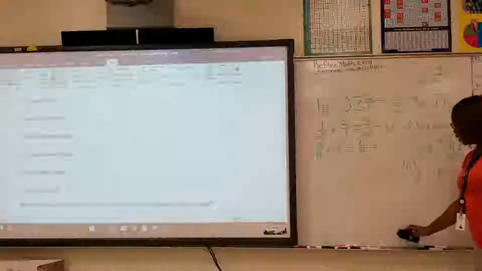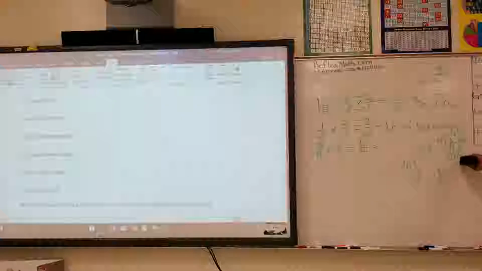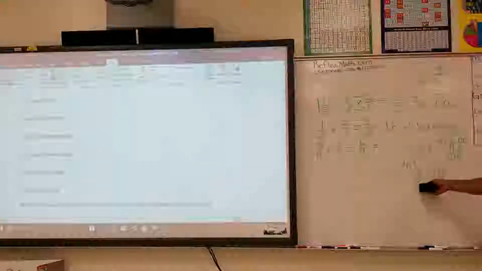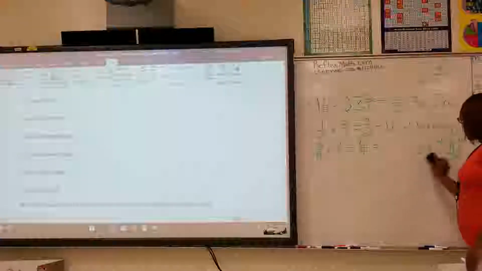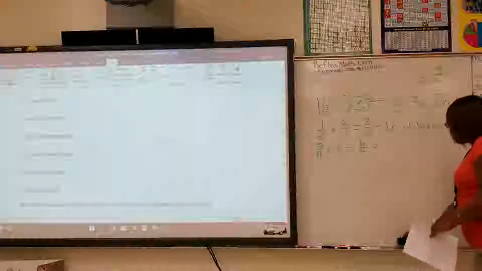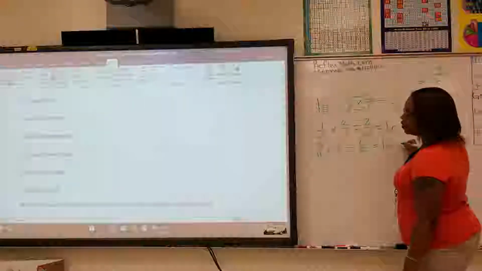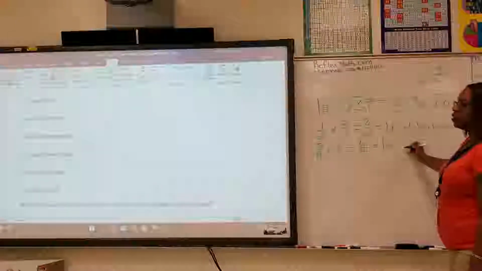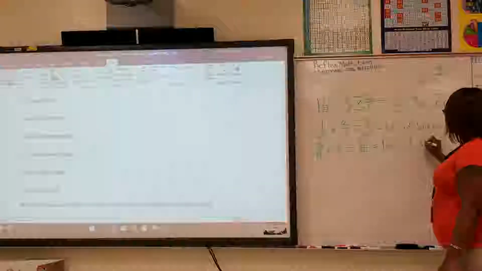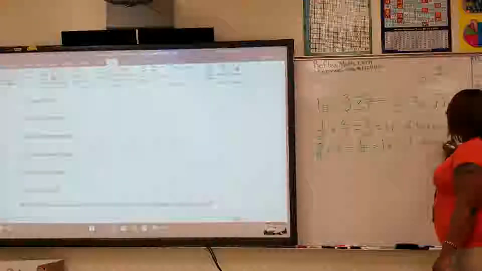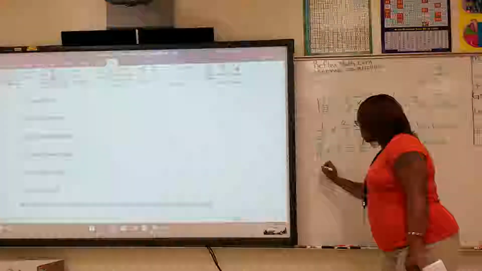Okay? If you need to pause the video to take down these notes on how to turn a fraction into a decimal or a fraction into a mixed number fraction, then please do so. I'm going to erase. So now we have 1 1/2 chopped pecans. All right, now we're moving on to 2 1/2 cups of brown sugar.